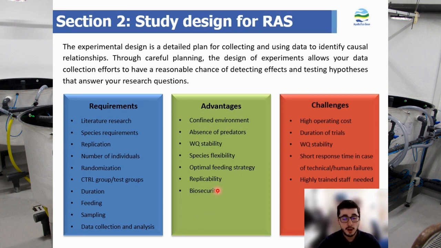Biosecurity. Biosecurity in a RAS is of course stricter than in a commercial farm, and also higher than in a pond or a raceway. So the reliability of your data is even greater compared to other types of farming system. What about the challenges? Of course, the high operating cost that we already described before, because if you want to compare a RAS system with a commercial farm in open cages, the initial investment is higher.